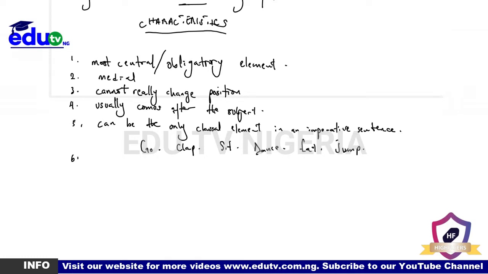It is realized by the verbal group. Realized by the verbal group. As simple as that. That's the predicator for you. Usually realized by the verbal group all the time. You can never have another item realizing the predicator. So that's all for the predicator.